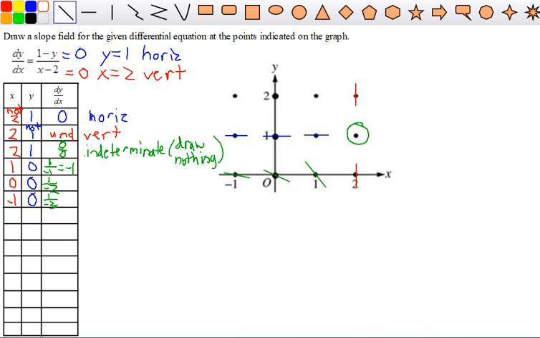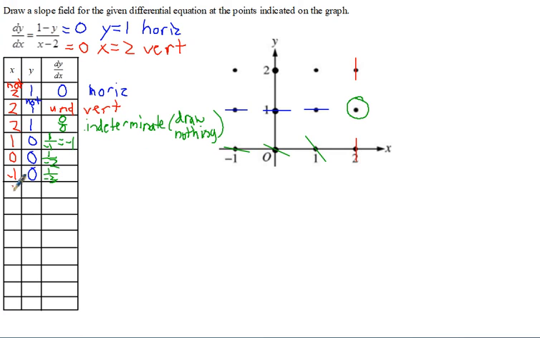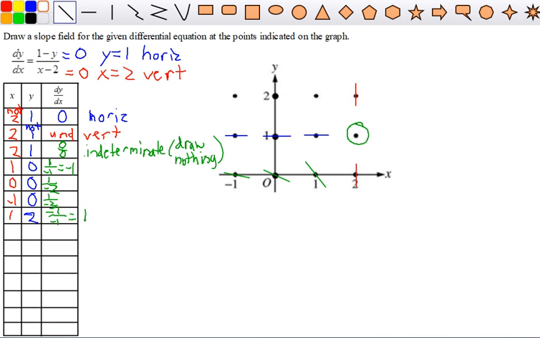Now let's try these other 3 points. Let's try 1, 2. X is 1 and y is 2. Now when y is 2, we get negative 1 on the numerator, 1 minus 2, over x is 1. 1 minus 2 is negative 1. So negative 1 divided by negative 1 gives you positive 1. So at 1, 2, the slope is positive 1, so up 1, right 1. Like that. Then let's try 0, 2.